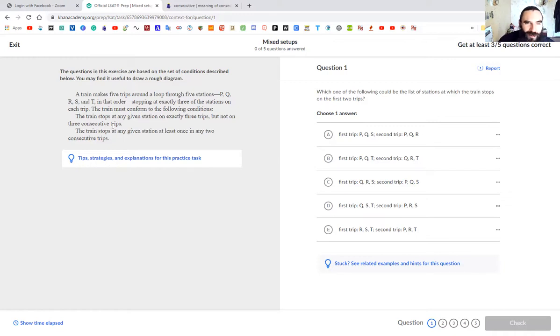Let's try to draw a diagram. So, 5 trips around the loop through 5 stations. Okay, what do we have? We have P, Q, R, S, T. Right? Yeah, this is one set, and we have to discover which one of them we have to choose at any trip. So stopping at exactly 3 of the stations on each trip. So every time the train stops at 3 of them. So the train must conform to the following conditions.